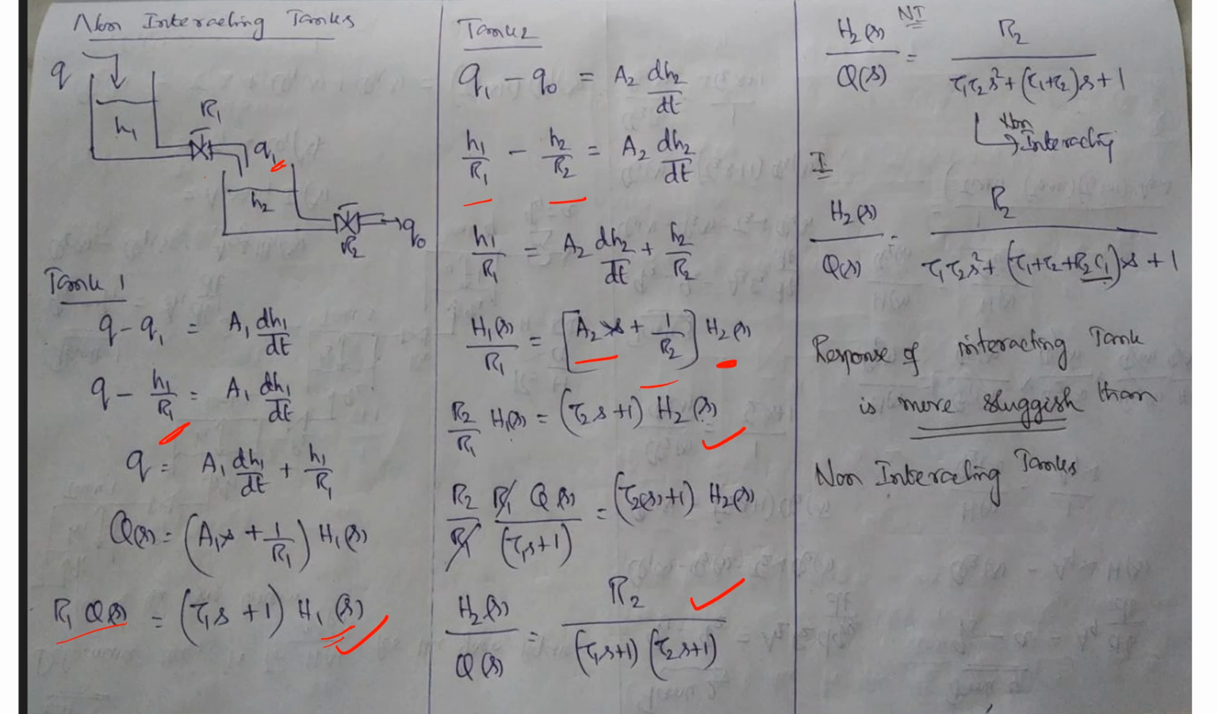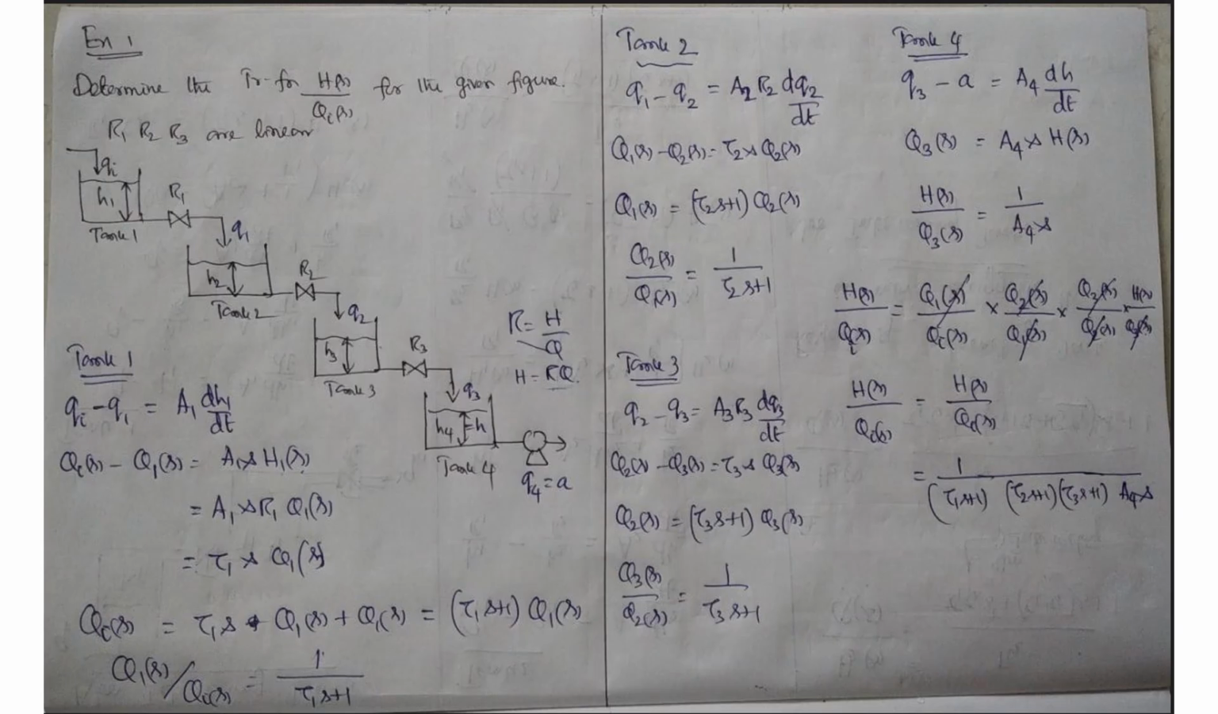So the difference between non-interacting is this term, so this is non-interacting and then this is interacting. The difference is that this term is added. Since this term is added in the denominator, it is loaded. So we can say this is sluggish compared to the interacting tank. And when you compare interacting tank and non-interacting tank, the response is sluggish in interacting because we have one more term in the denominator, which is the interaction term. So we'll see some more exercises in this.